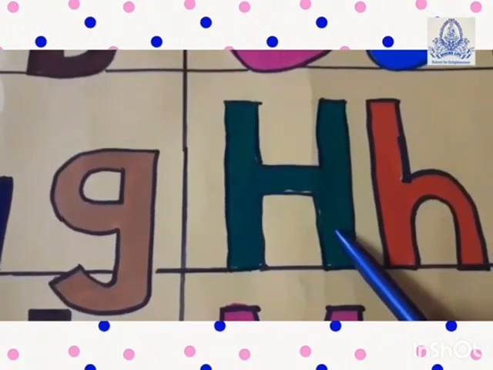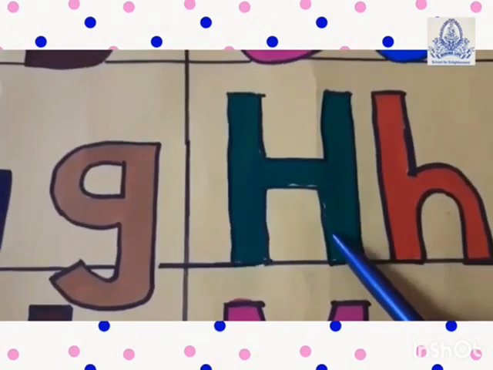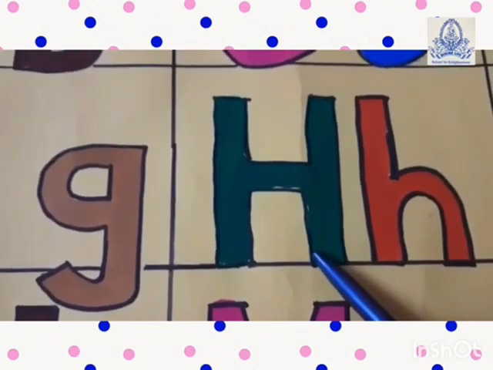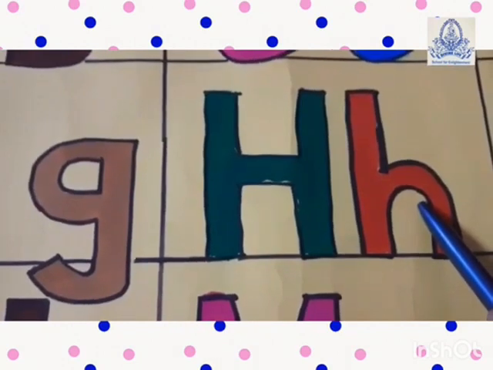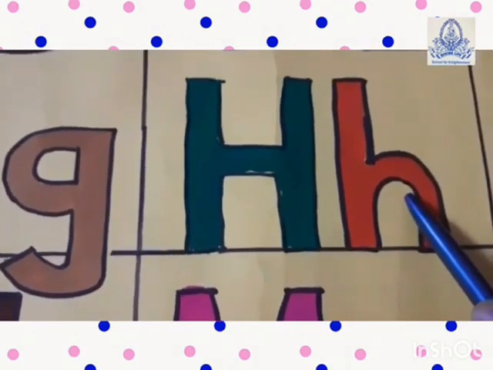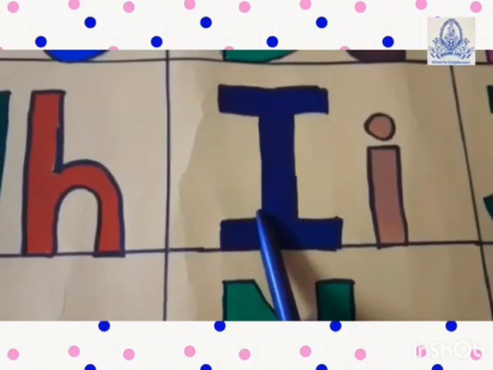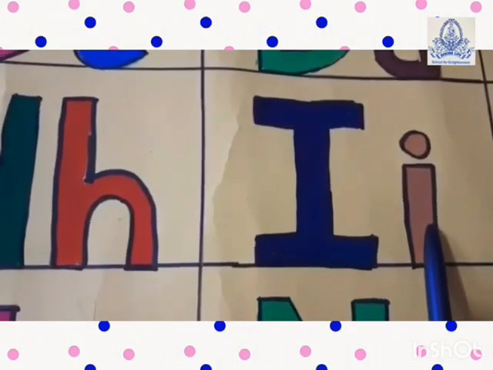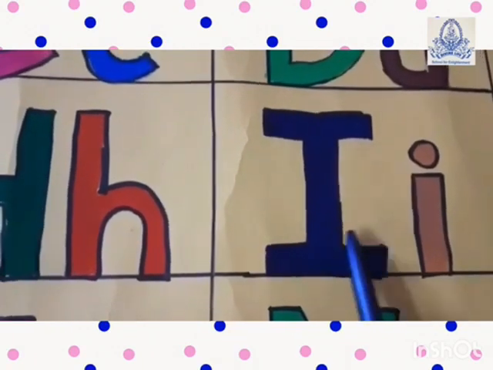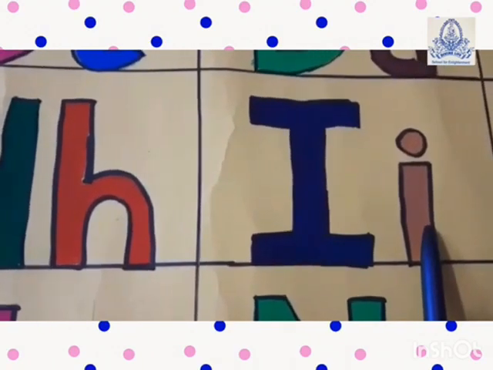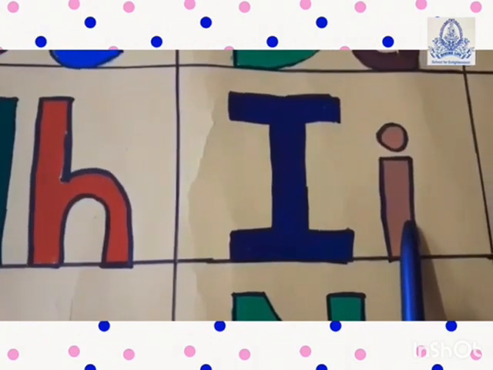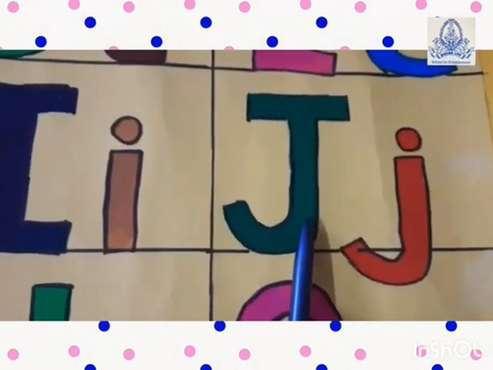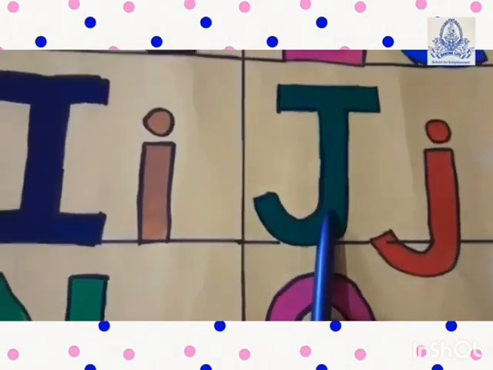Which letter is this? H. This is capital H. This is small h. This is mama letter H and this is baby letter H. H is for hat. Next, I. This is capital I. This is small i. This is mama letter I and this is baby letter I. I is for ice cream. You like ice cream na? Yes.